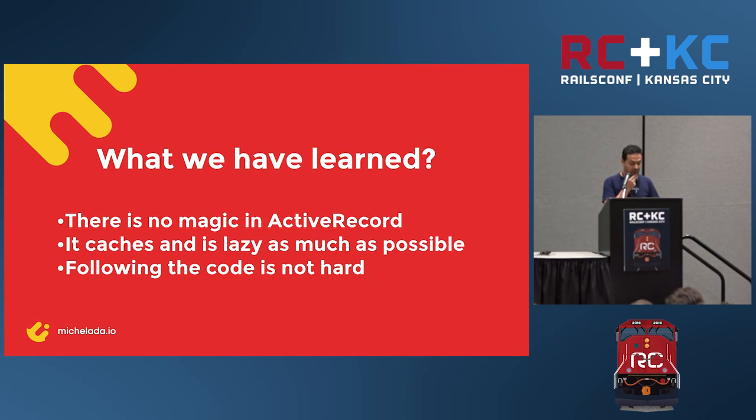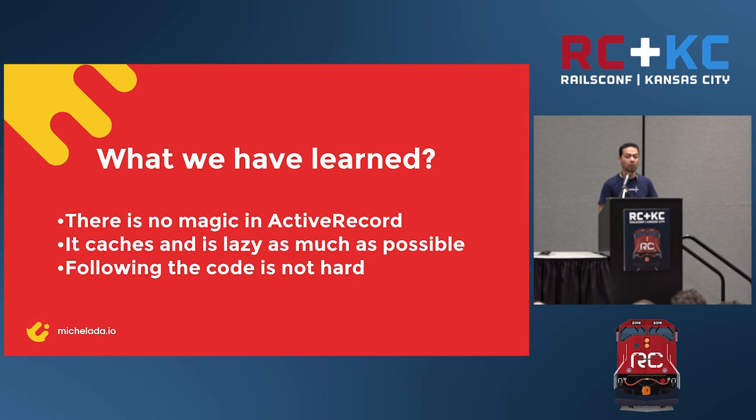So what we learn here, the first thing again, is that there is no magic. What ActiveRecord is doing is actually a very cool thing. Obviously, what I showed you here were mostly the highlights, but following the code is not that hard. It is actually pretty easy to pick one of the queries and try to follow whatever ActiveRecord is doing underneath. Another thing that I learned while doing this is that ActiveRecord is going to try to cache and be as lazy as possible.